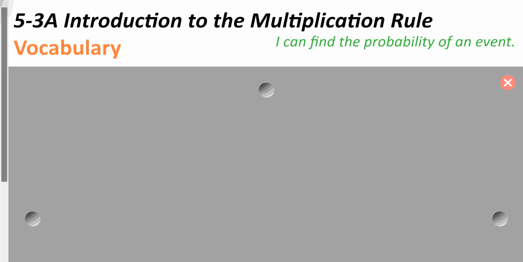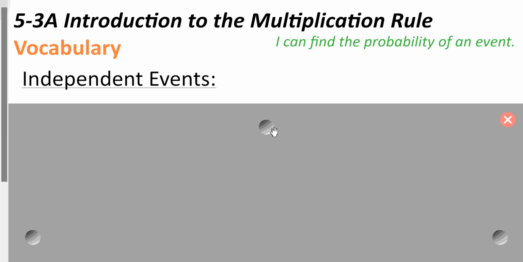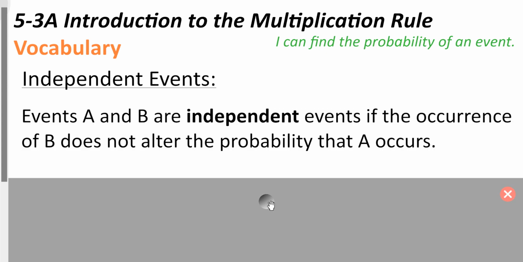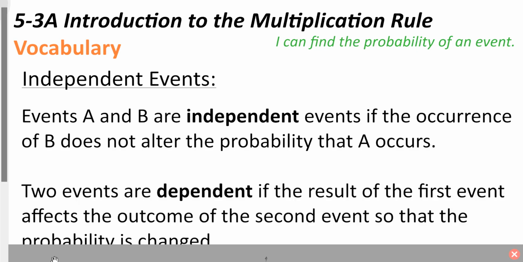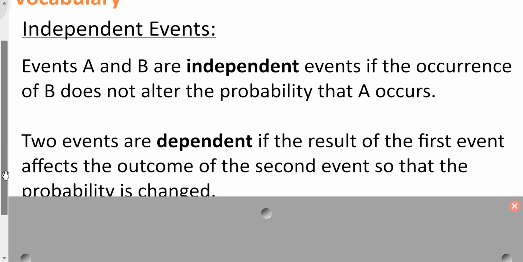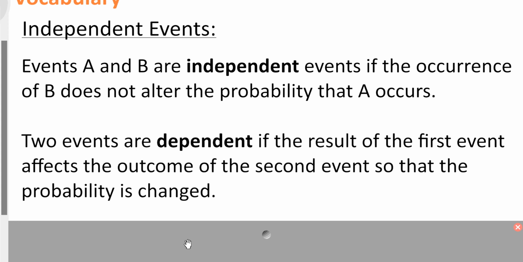So, little vocab here. What are independent events? We've used that term before. Events A and B are independent if the occurrence of one does not alter or affect the probability of the other. Whereas if they do, like if the result of the first event affects the outcome of the second event, then it's called dependent. So we need to know the difference between independent and dependent events.